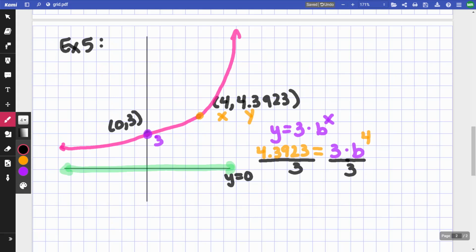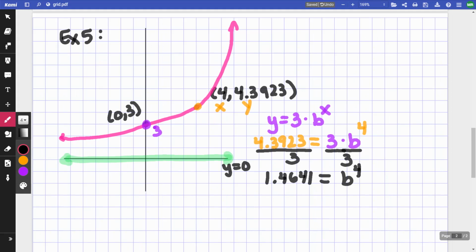Now, when I do that on my calculator, 4.3923 divided by 3, I end up with 1.4641. Still doesn't look very pretty. That is equal to b to the 4th. So now I'm going to take the 4th root of both sides. I'm going to take the 4th root of 1.4641, and I'm going to take the 4th root of the other side, which gives me b. So I'm going to put that into my calculator.